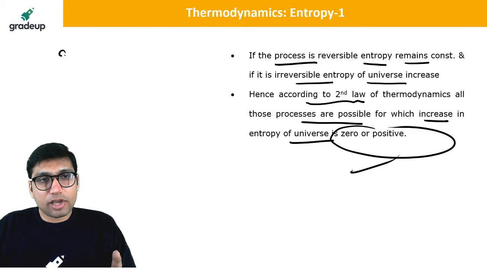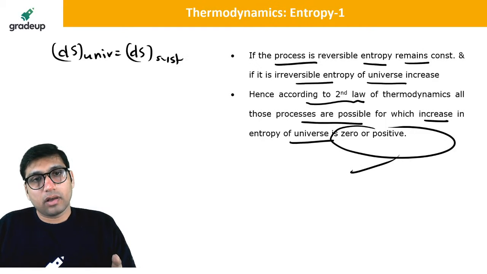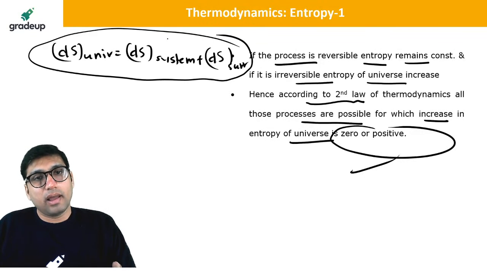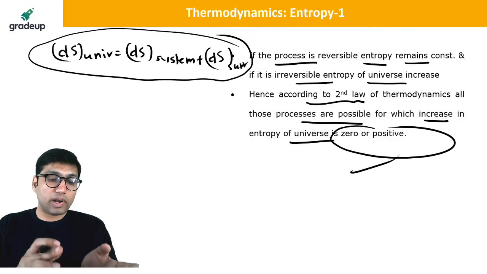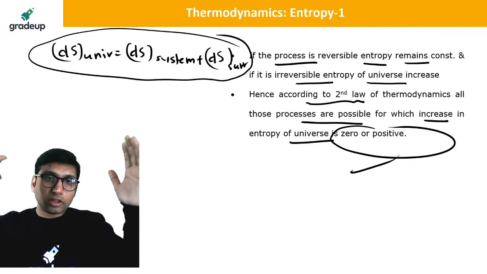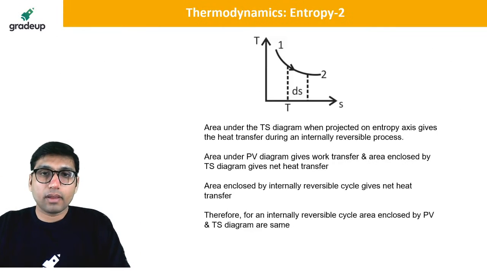Alright, now the entropy change of the universe is also equal to the entropy change of the system plus the entropy change of the surroundings. This is a very important thing. The total entropy change of the universe is the sum of the entropy change of the system plus the surroundings, because the universe comprises both system and surroundings. Okay.